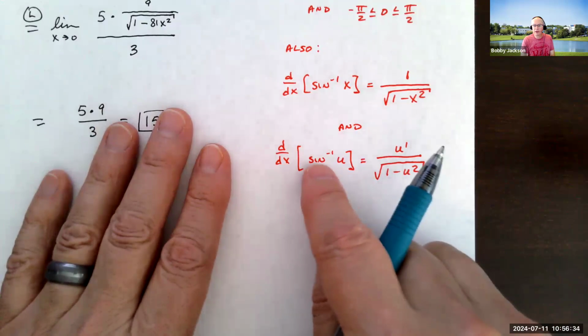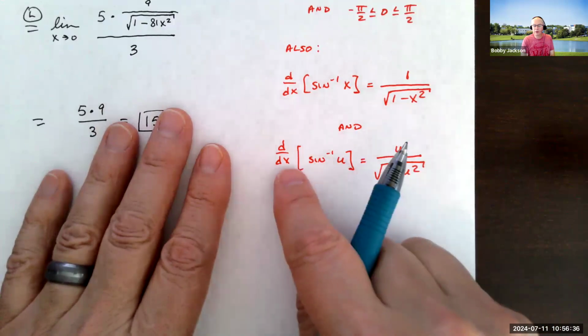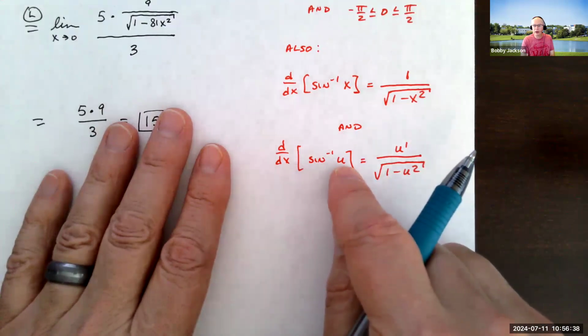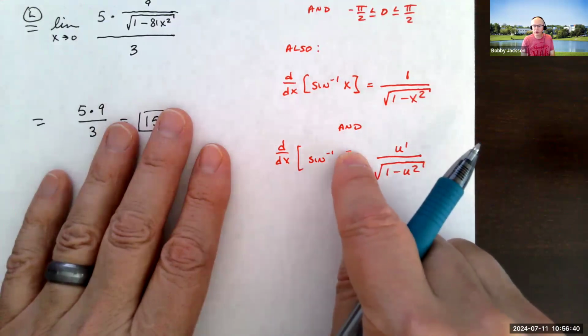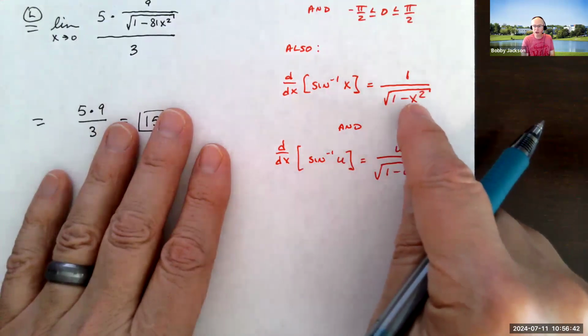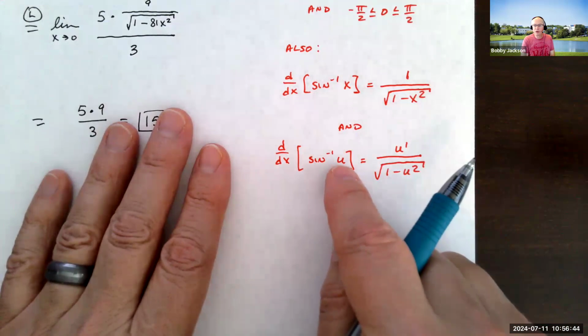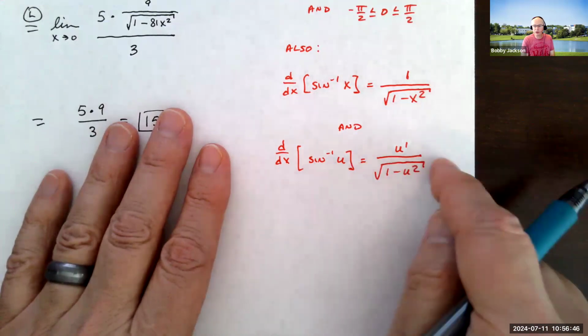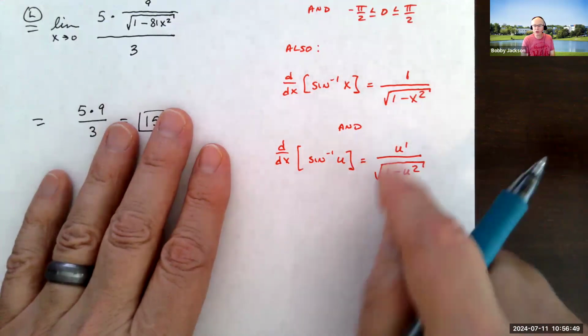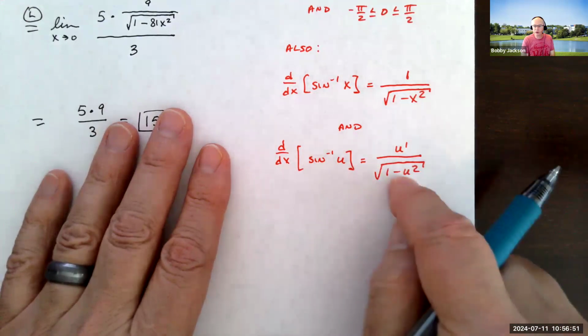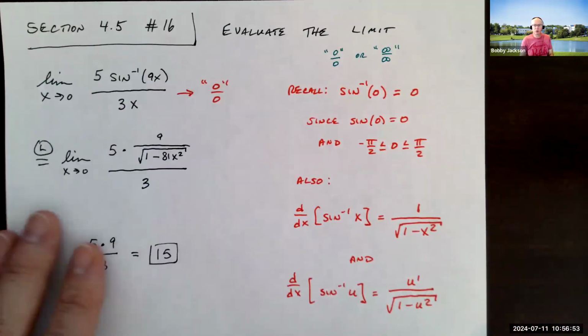Furthermore, if you've got sine inverse of u, where u is some function of x, then it's chain rule. So it's the derivative of the outer function, which would be 1 over the square root of 1 minus u squared, times the derivative of u, which I just wrote as u prime. And so multiplying by u prime, just put it in the numerator. So this is the derivative in that case. That'll be helpful in this problem.